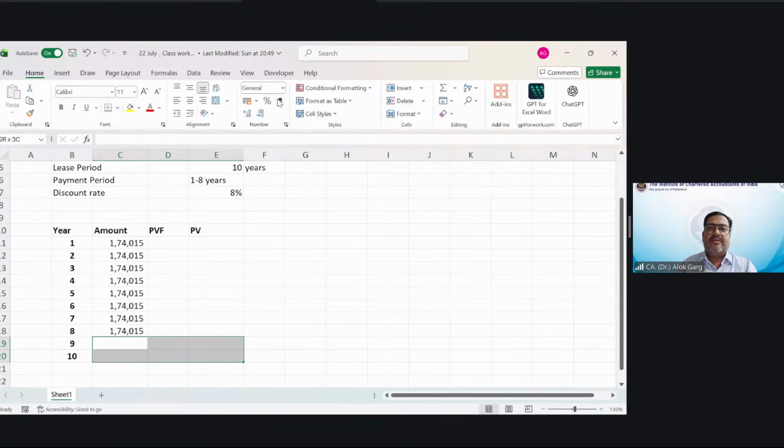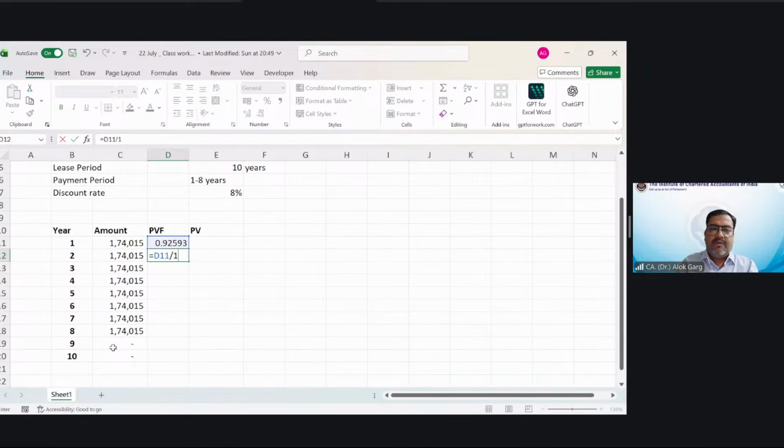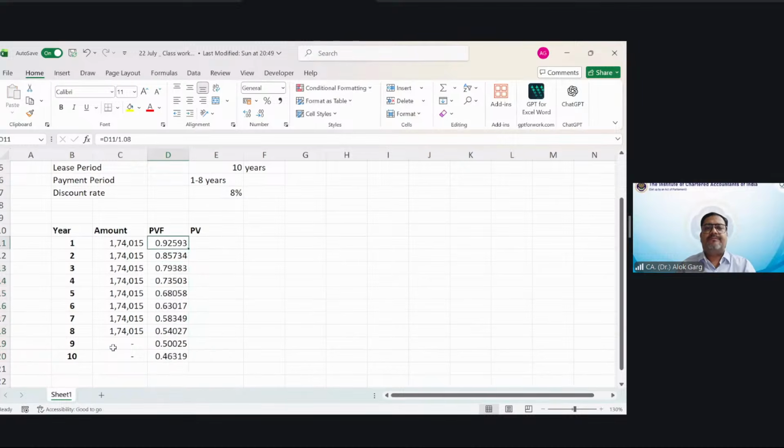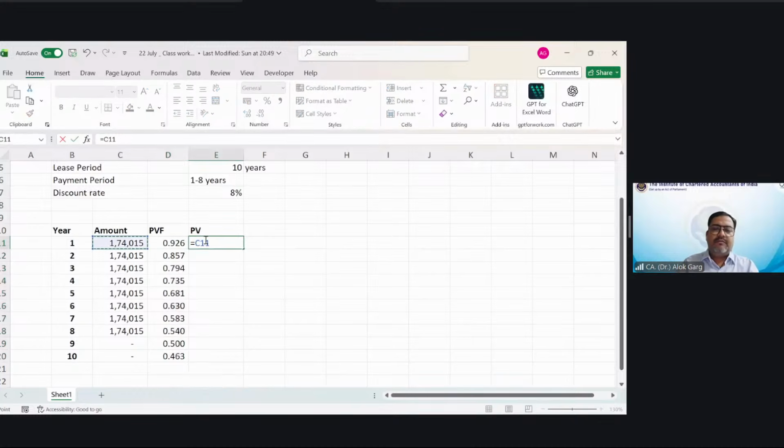And it is 0 in the 9th year and 10th year. What is my discount rate? Equal to 1 divided by 1.08. Okay. Divide by 1.08, so on and so forth. What is my present value? This multiplied by this.